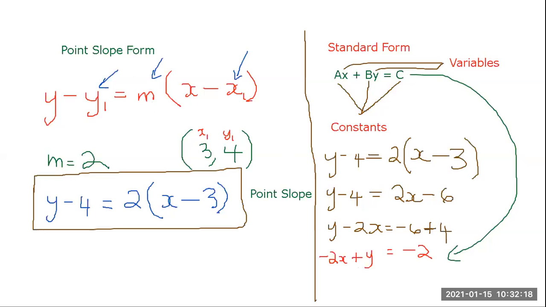If I wanted all this to be positive, if I times everything by -1, just so that it looks prettier, this becomes positive 2x, this becomes minus y, and this becomes 2. Do we see that? If I times everything right here by -1, this is what I'll end up getting. I can do that. It's just that I have to times all of them by the same term. So I did times it by -1. So now I have my standard form.